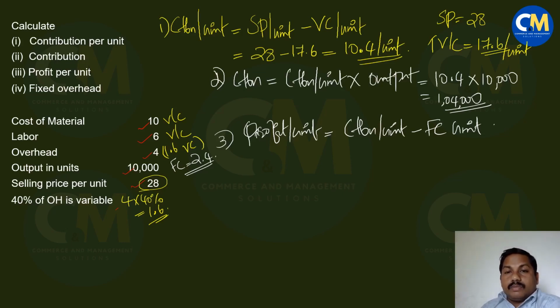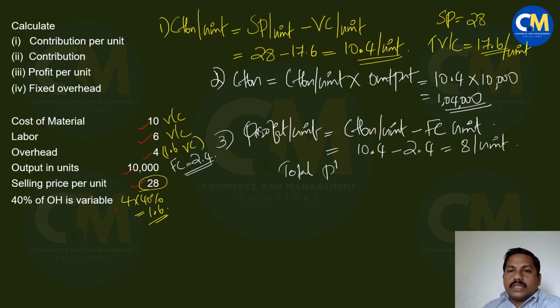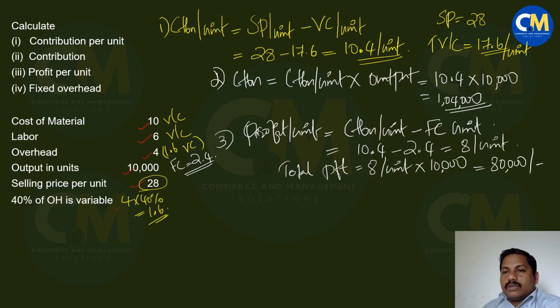So we can calculate profit per unit is equal to contribution per unit, we know that is 10.4, minus 2.4, that is equal to 8 per unit. From this we can calculate total profit also. Total profit is equal to 8 per unit, that is profit per unit, into total output, that is equal to 10,000. So total profit will be 80,000 rupees. So we worked out that also. Then we move on to the last question, that is fixed overhead.